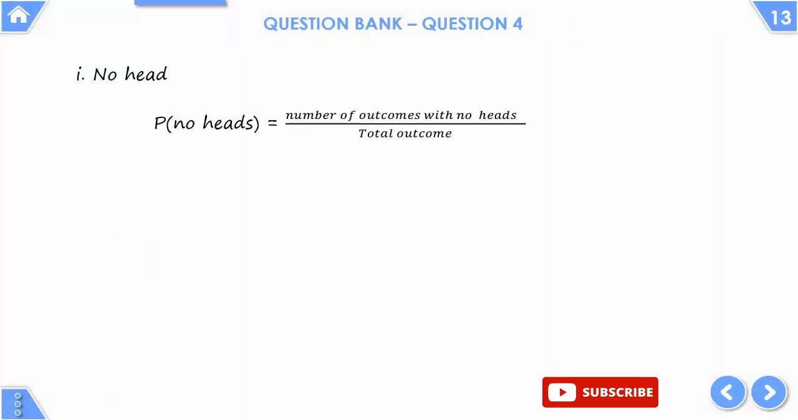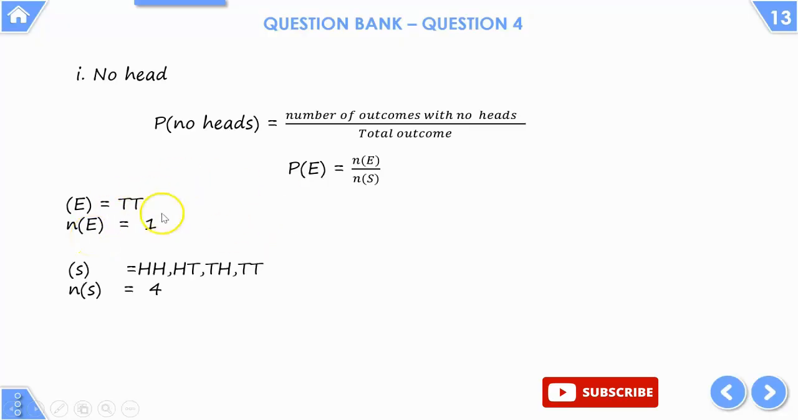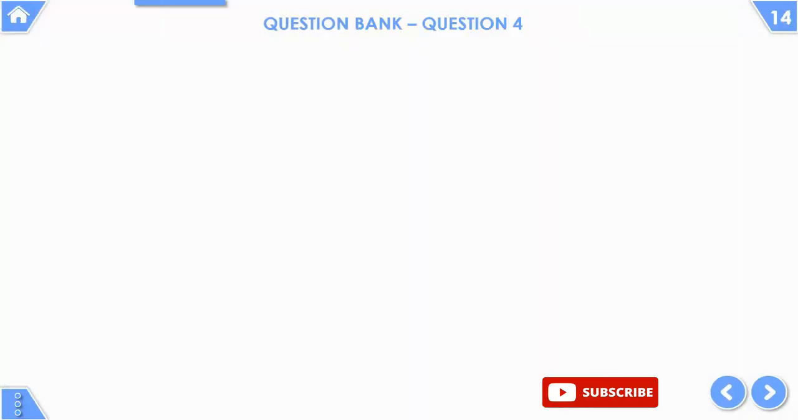And we have no head. No head again, so NE is equal to 1. The one with no head is only tail, tail. That has no head. So tail, tail, that's it. And then we have 1 out of 4. And then we have the answer right.